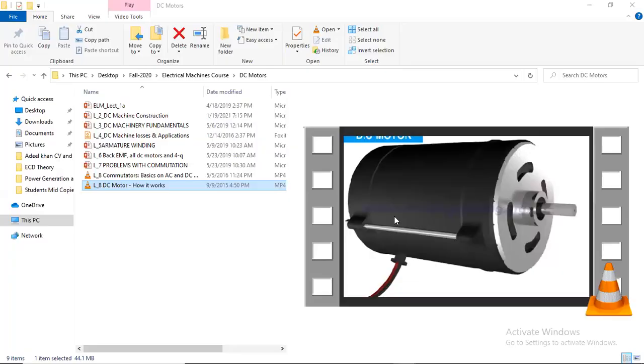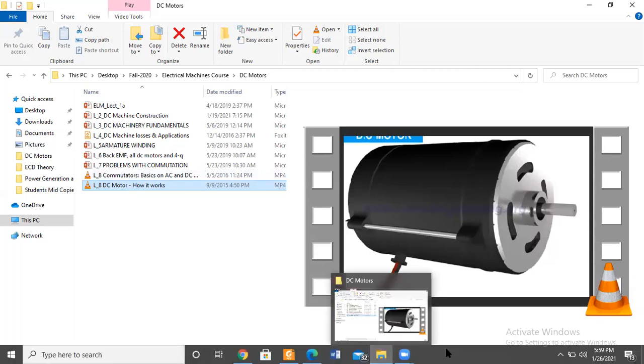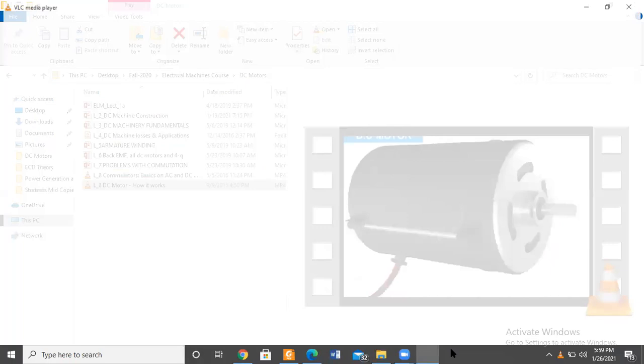Okay, we end today's session, first part of the session, with a video. Last time I discussed the concept of the commutator and carbon brushes with you guys. Hopefully you understand and don't have any kind of query till now. So how a DC motor works, we discuss in this video. So wait some seconds. Now it's working.